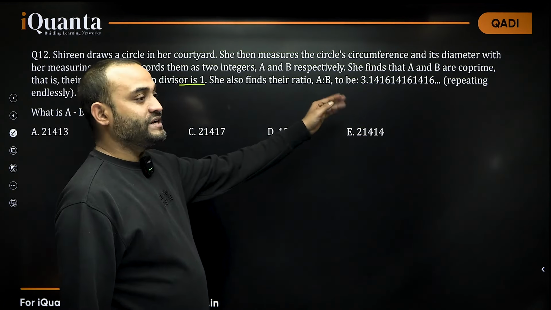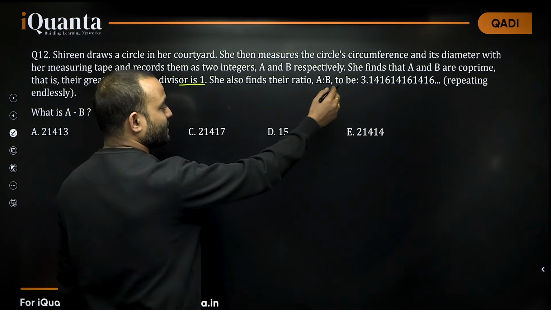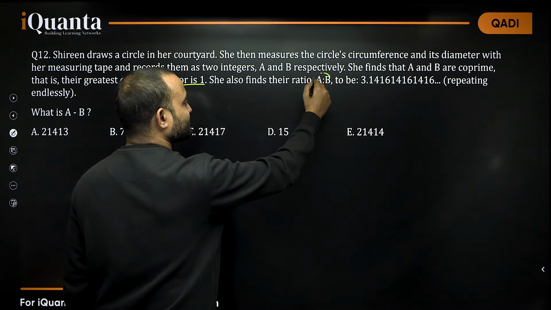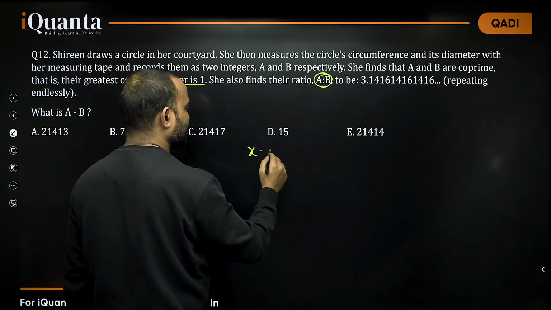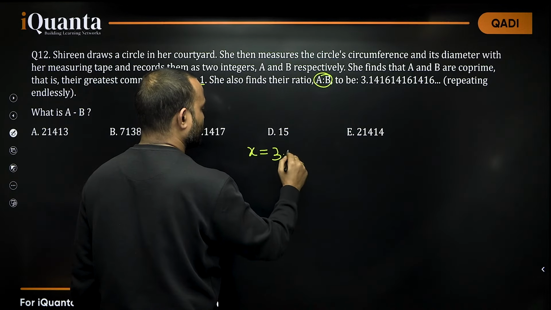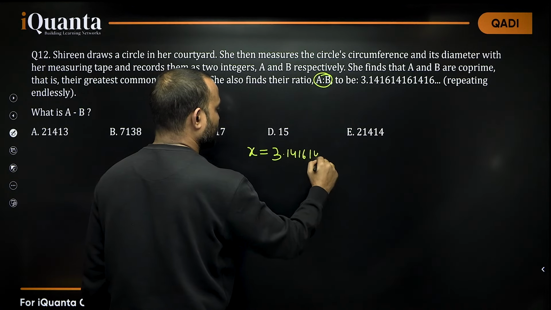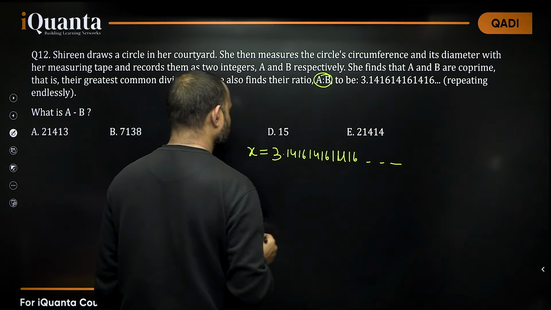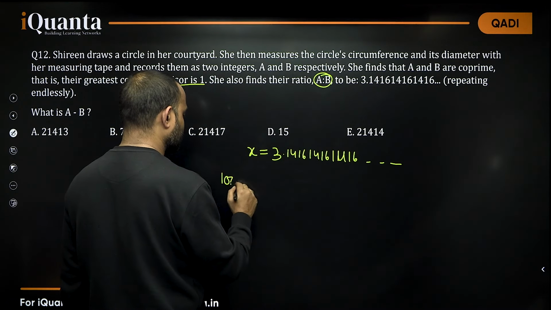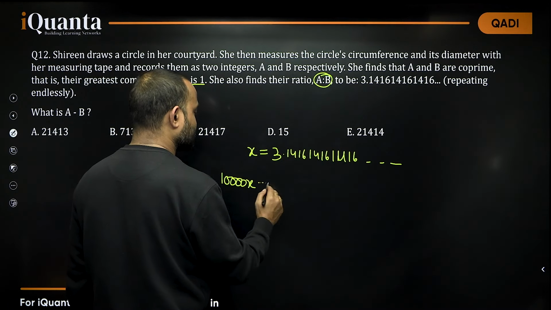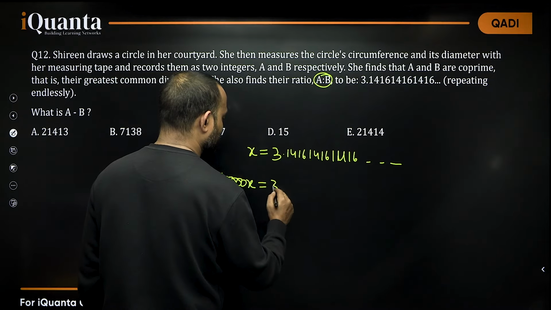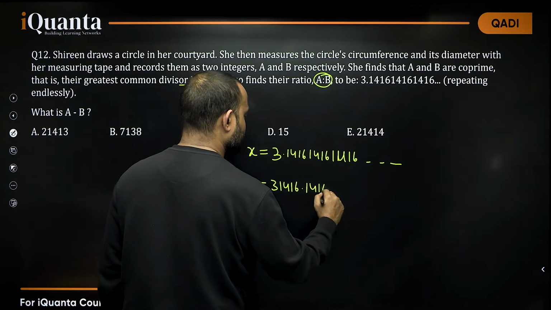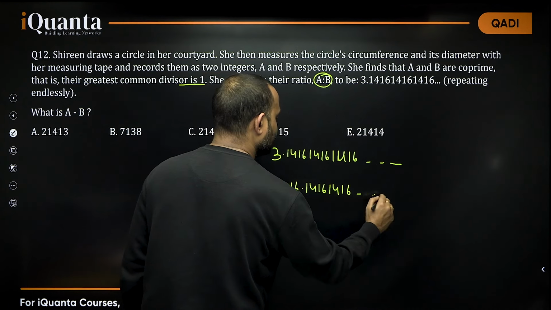So A by B is given, right? A upon B is 3.1416. So let's take this value as x. x is equal to 3.141614161416 and so on. Now if I take 10,000x, what will happen? 31416, then again 1416, 1416 and so on.